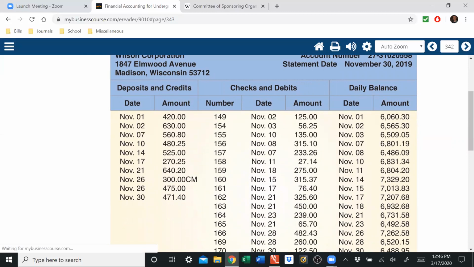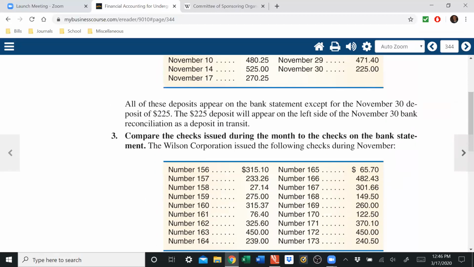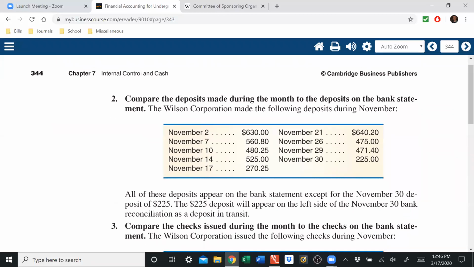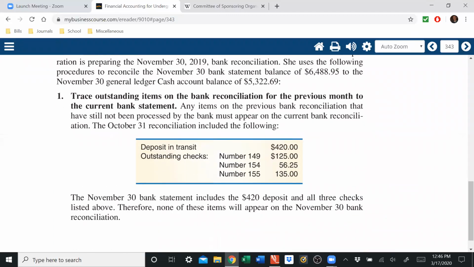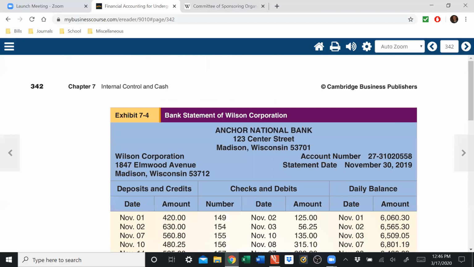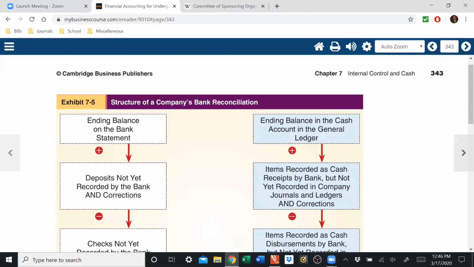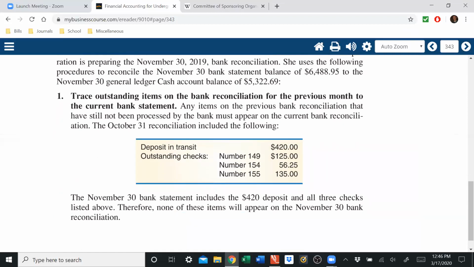And then outstanding checks. These 3 checks were outstanding in October. Do these 3 checks show up on our November bank statement? If they do, we don't have to do anything for them. They're already there. Let's see, what are the 3 checks? Check number 149, 154, and 155.